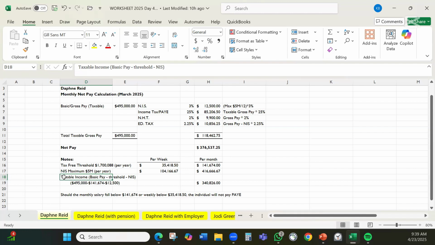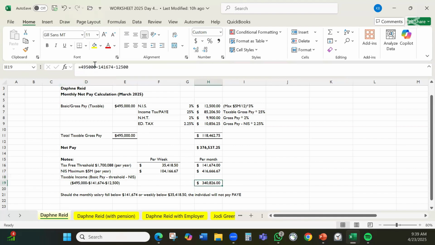Right? So when you're going to calculate the PAYE, you take your basic pay, you take out the threshold, and you take out the NIS, and you take out pension. We're going to look at one with pension, but let's forget about the pension for now until we get to the other exercise, right? And then this is what is going to now become your taxable threshold.